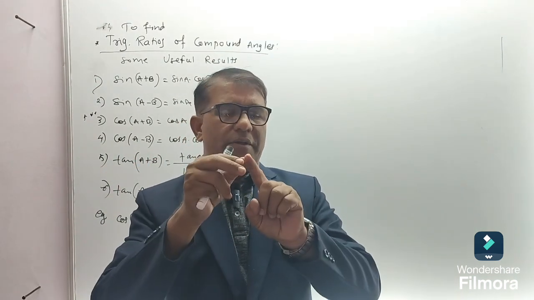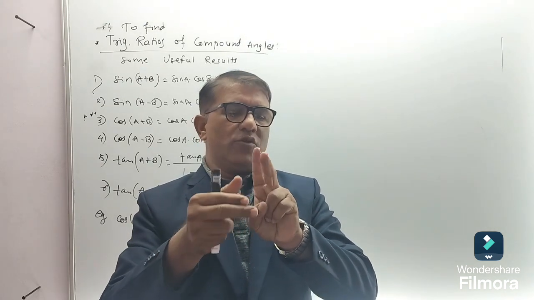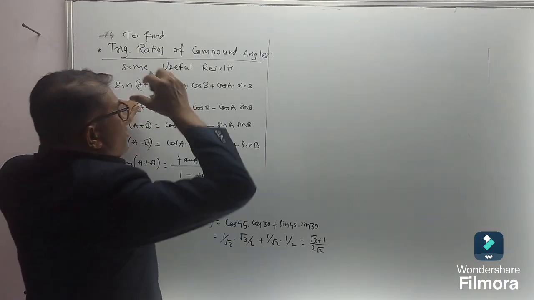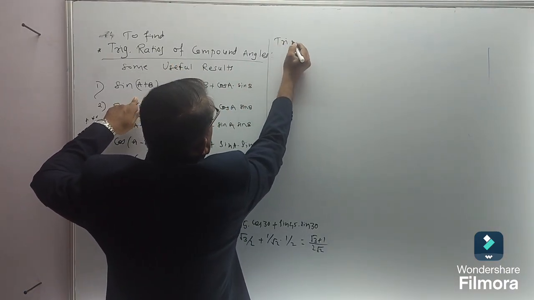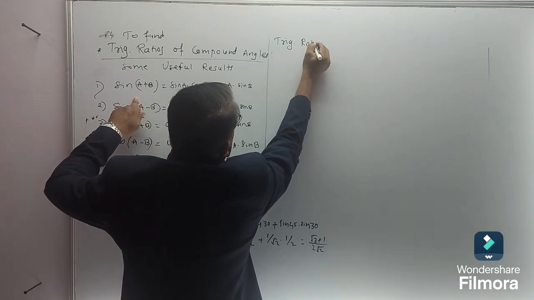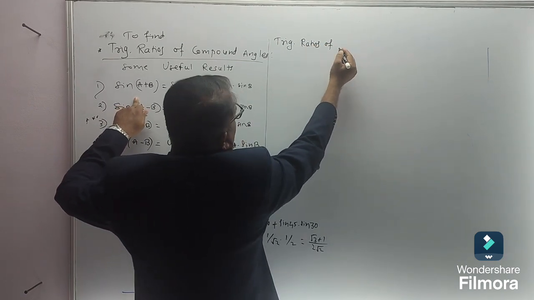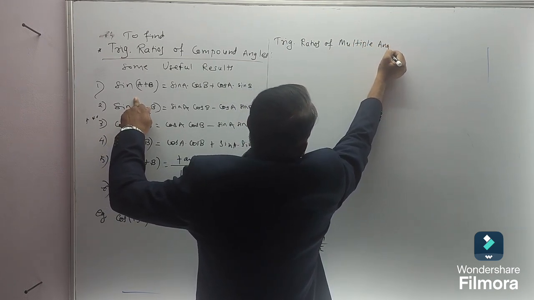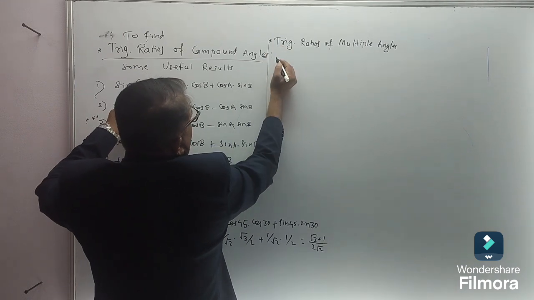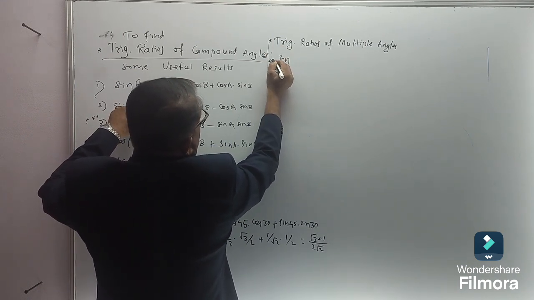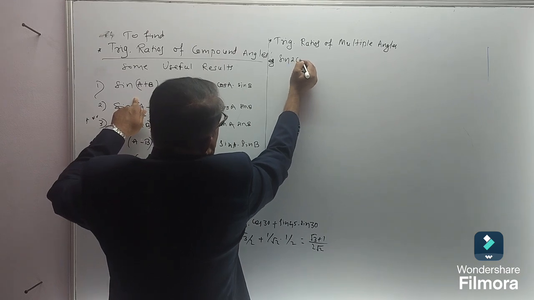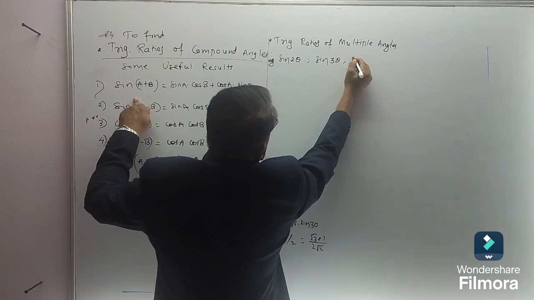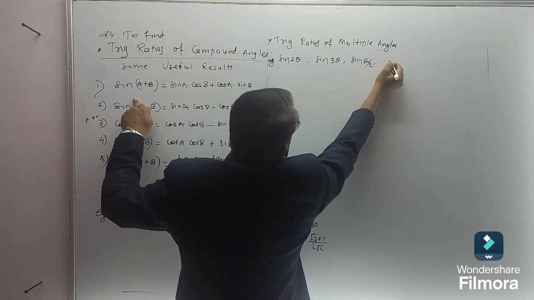Yes. Today what we learned? Trigonometric ratios of allied angles, trigonometric ratios of standard angles, trigonometric ratios of compound angles. Okay, now trigonometric ratios of multiple angles. Multiple angles means, for example, sine 2 theta, sine 3 theta, sine theta by 2 and so on.